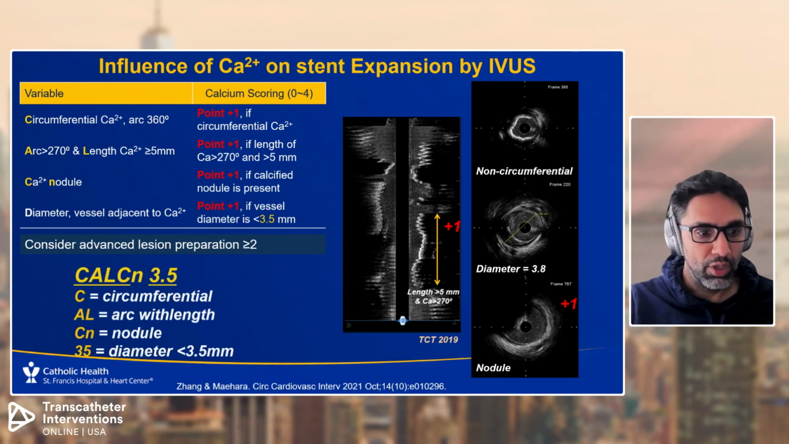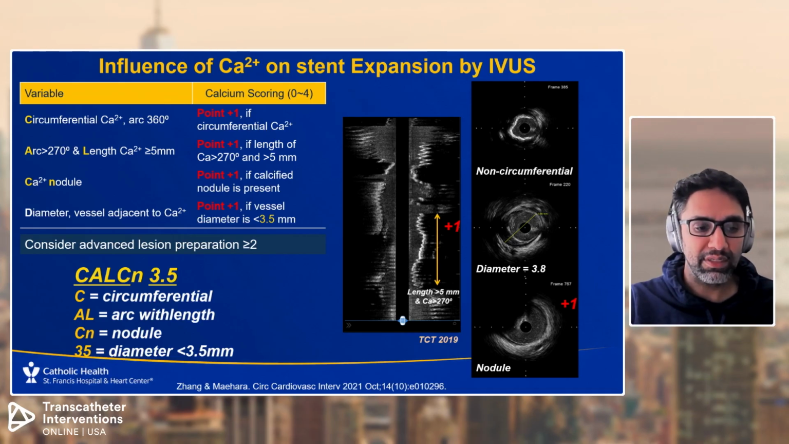And in this model, which we use, called CALC, when you have calcium that's circumferential, when you have an arc of calcium with a length of greater than 270, that's 5 millimeters, if you have a calcified nodule, or if your vessel is less than 3.5 millimeters because of Laplace's law, when you have two or more of these features, you're more likely to get stent under expansion. Now, of course, this is not tied to a clinical outcome, but it is tied to stent under expansion, which is subsequently tied to a clinical outcome.